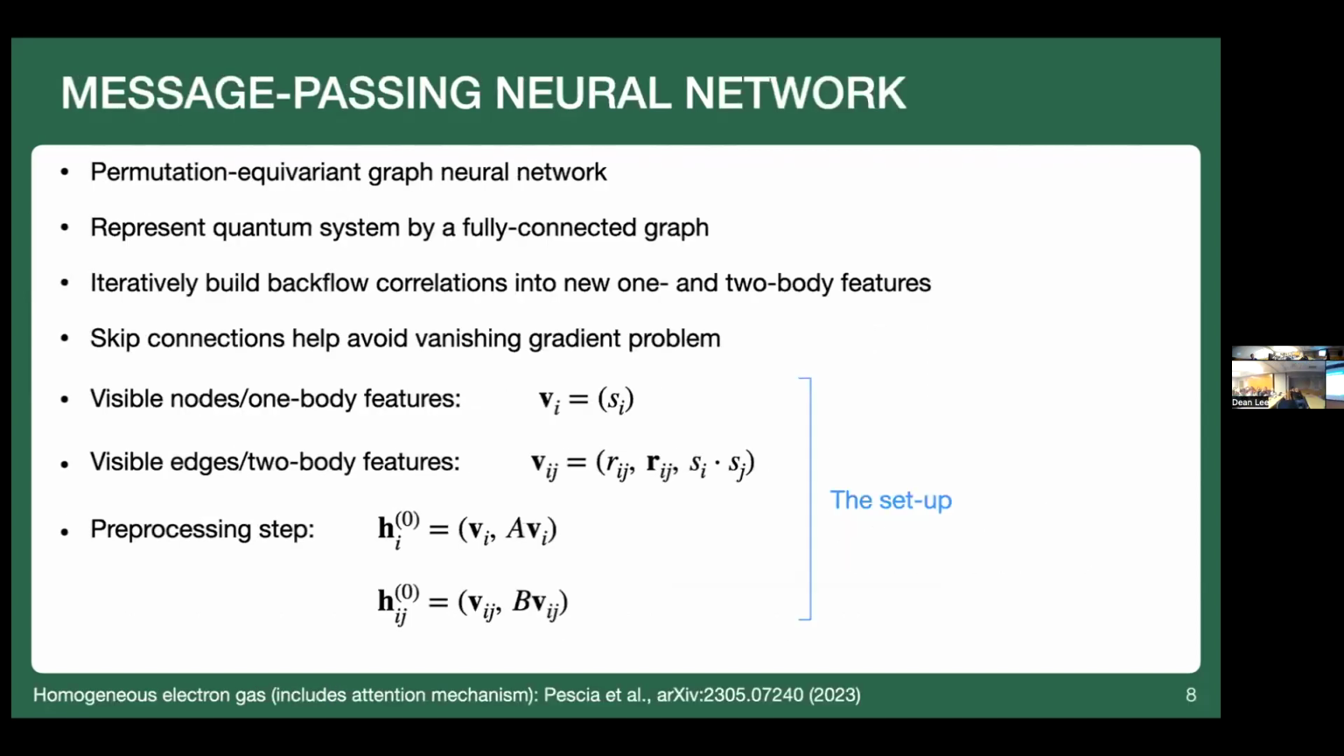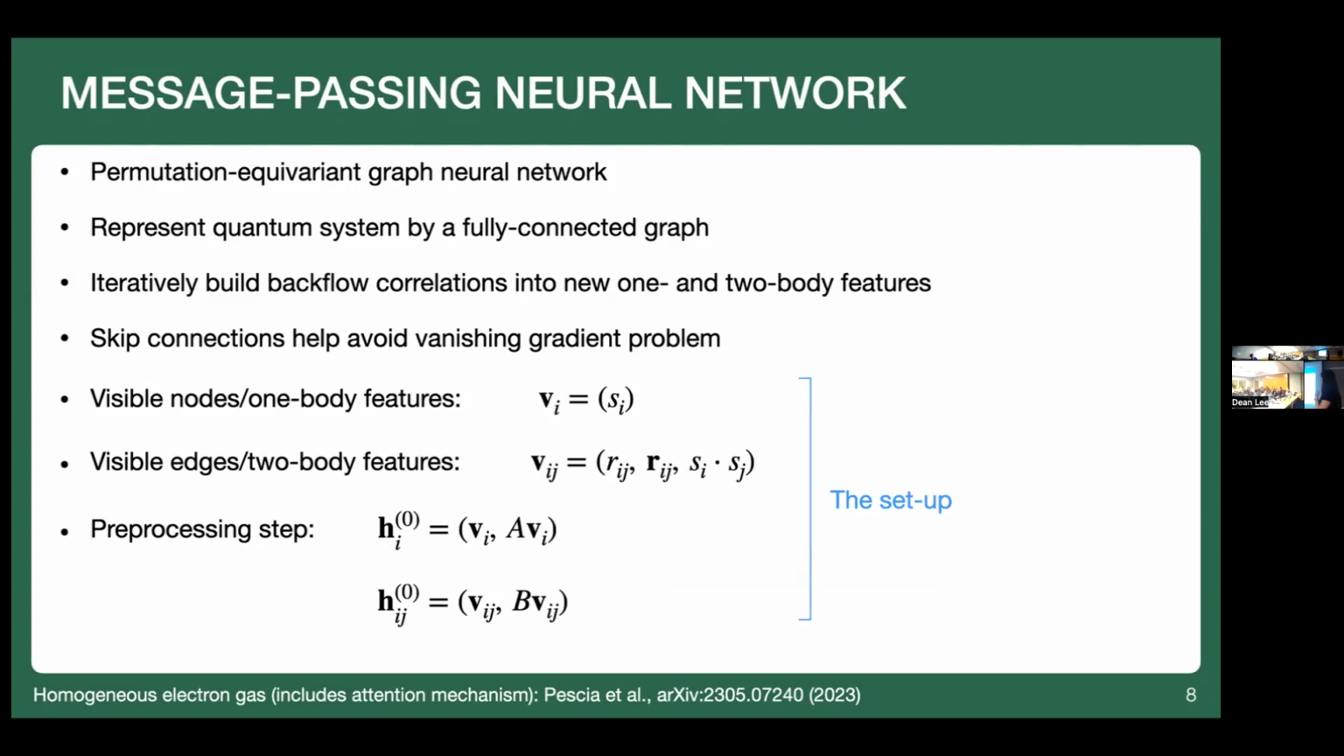The second thing I want to focus on is this message passing neural network. This is a type of graph neural network. And so we encode this quantum system onto a graph, a fully connected graph, where each of the nodes represent each of the particles, and all the edges represent the relationships between them.